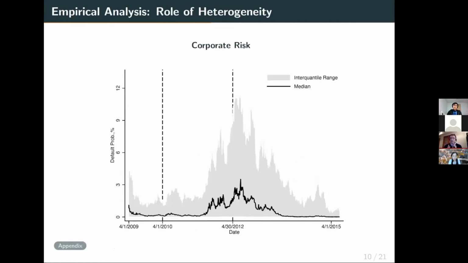So what you have here is the exact same measure of corporate risk, but the black line now shows the median level across these 120 firms that I have in my sample, and the gray area shows the interquartile range. As you can see, as the crisis develops, there is not only an increase in the median level of corporate risk, but also a very large increase in the dispersion of this risk. This heterogeneous reaction, or asymmetric transmission, will be a central element in my empirical analysis and also in my quantitative analysis. So keep that in mind.